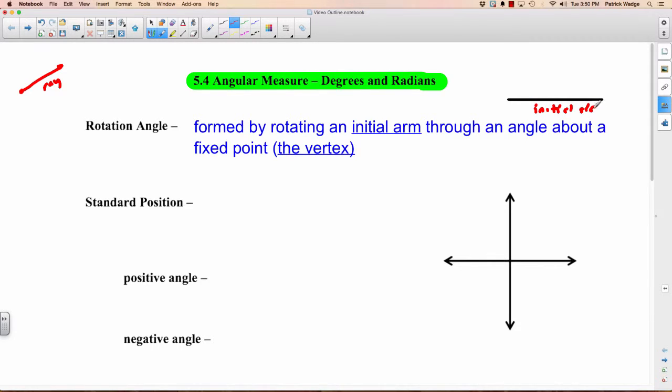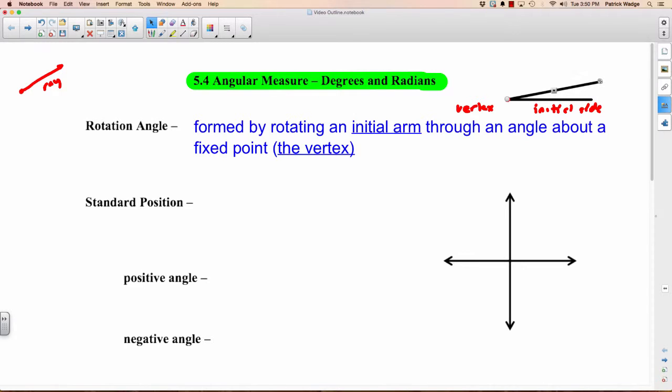And then what we're going to do is keep this end right here exactly where it is. So this is our vertex. That's not going to move. That's going to stay exactly there. It's like it's stuck into the ground right there. But what we're going to do is rotate this initial side. We're going to rotate it around.